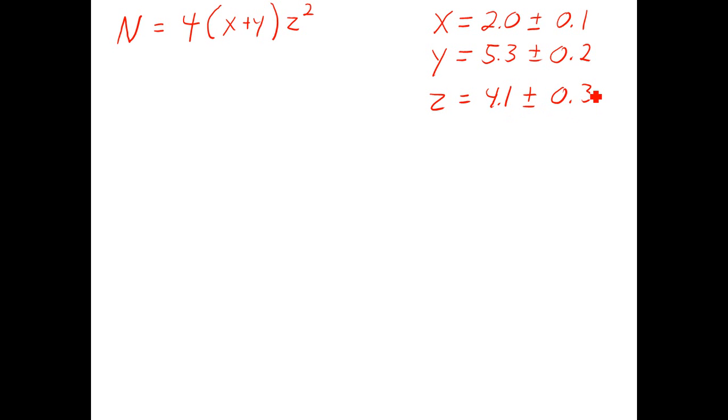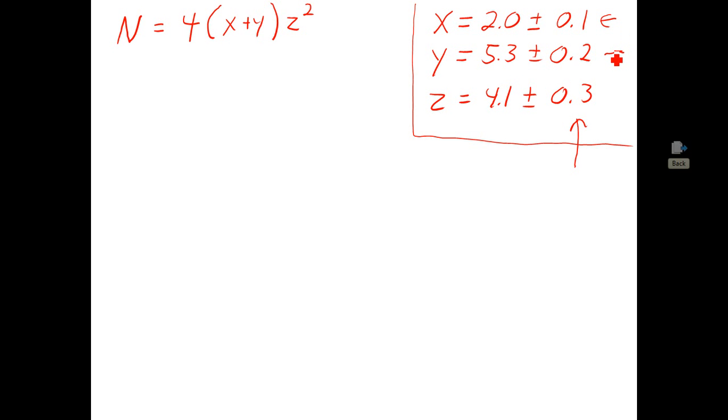Now I want to point out with these numbers over here, these are measurements. Maybe they're times, maybe they're forces. Whatever they are, you have measured them with some device. And you've recorded some uncertainty with those values. And so what you're saying, if we look at x, you're saying that you're fairly confident that x is between 1.9 and 2.1. You're fairly confident that y is between 5.1 and 5.5.